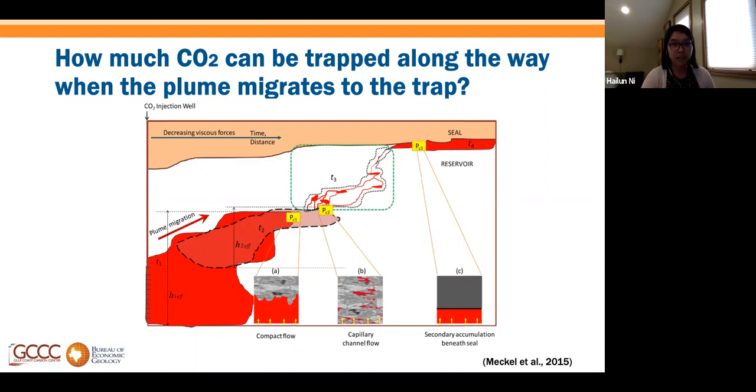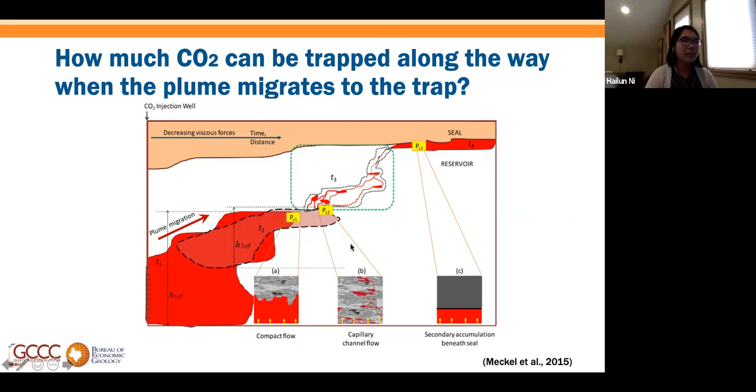A lot of research has been focused on this near injection well region, where the CO2 plume migration is controlled by the injection pressure gradient and CO2 is flowing in this compact flow style. But for us, we want to focus more on the region that's away from the injection well, where the CO2 plume migration is controlled much more by the buoyancy forces. The migration path of the CO2 is in this capillary channel flow type of flow path.